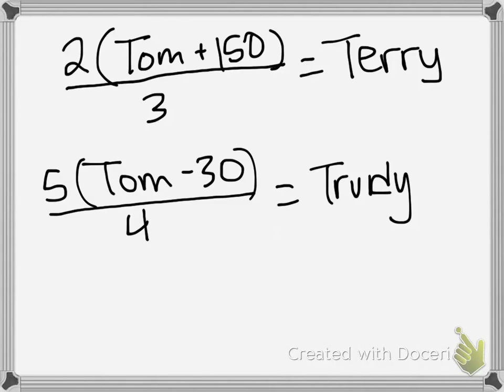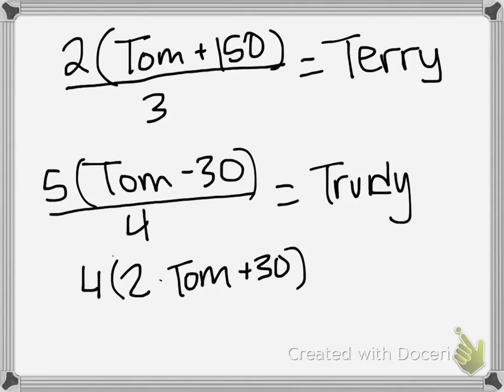And finally, Trevor says, well, if you take twice the number of MP3 downloads Tom has, add 30, multiply the sum by 4, and finally divide the product by 3, you will have the number of MP3 downloads I have.